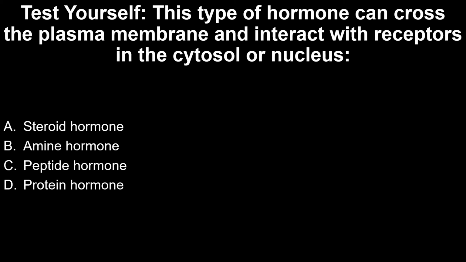Now, what kind of hormone can cross the plasma membrane and interact with receptors in the cytosol or the nucleus? Which one goes into the cytosol or nucleus? It's a steroid hormone. Very good. Those hydrophobic, hydrocarbon-based steroid hormones are the ones that go easily through the plasma membrane, binding to something in the cytosol or the nucleus.